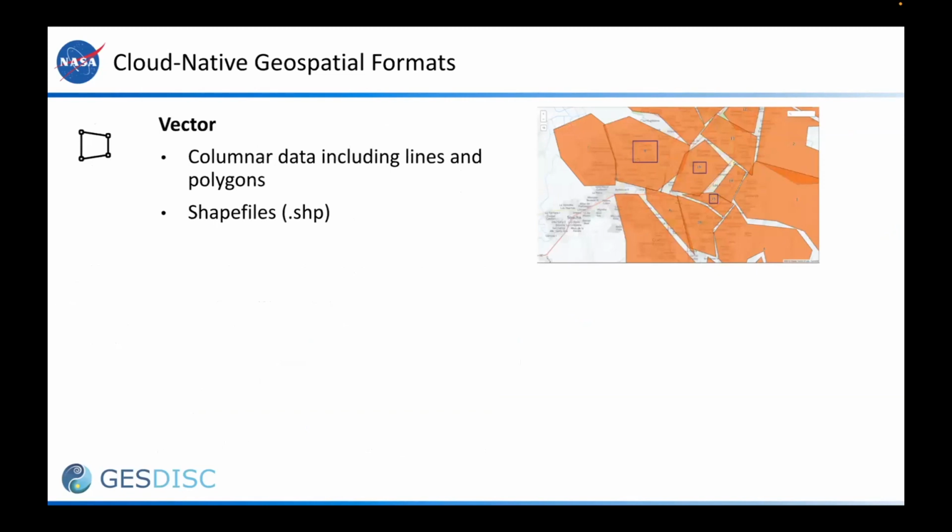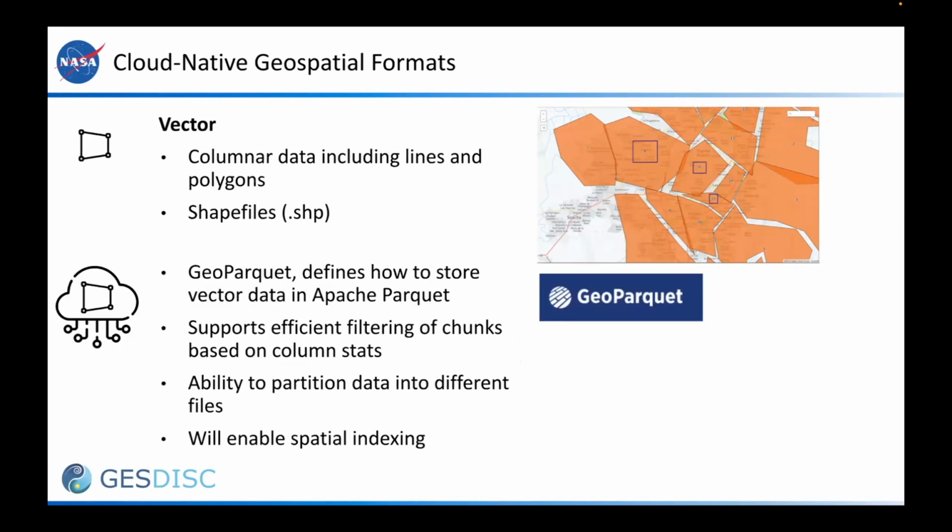The next two I'm going to just whiz by. The first is just a vector, right? So you can think of this as shapefiles, any sort of column type data that would include lines, polylines, strings, etc. The equivalent of that in cloud is GeoParquet, which defines how to store this vector data in Apache Parquet.